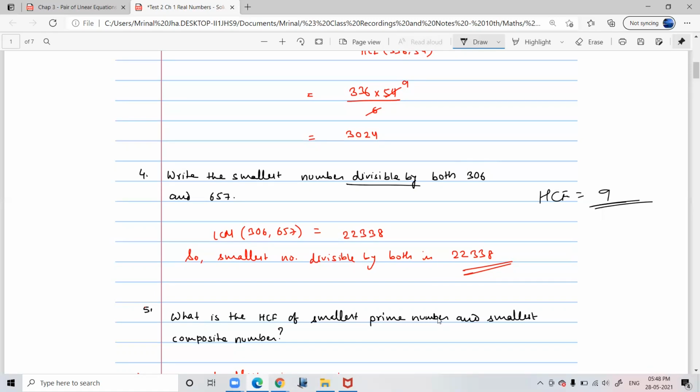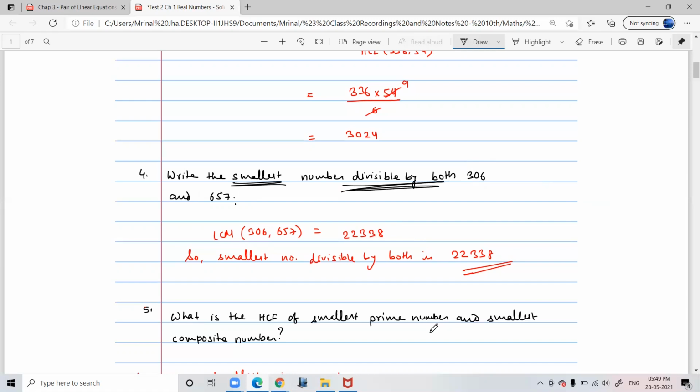They're asking divisible by. So that number should be divisible by 306. Of course, this number, 22,338, is divisible by 306, and it is also divisible by 657. And this is the smallest because it is the LCM, least common multiple. If you multiply it by 2, that will also be divisible by both of them, but still it will not be the smallest one. So this has to be LCM, smallest number. Whenever they say smallest, you should get a hint that it is LCM, but don't blindly look at that. Just see what they are asking. Divisible by means LCM.